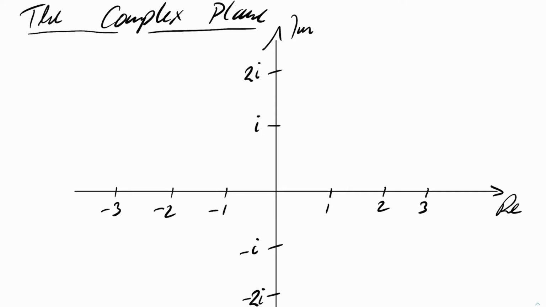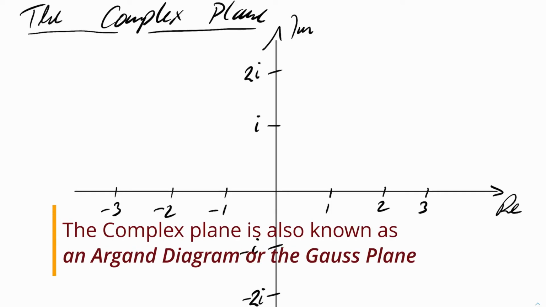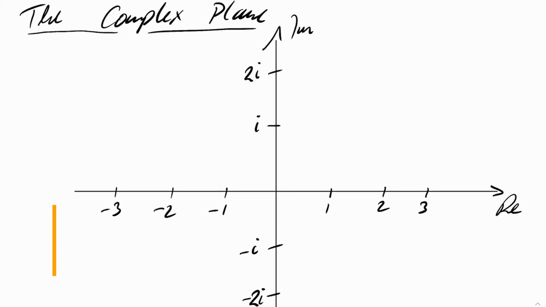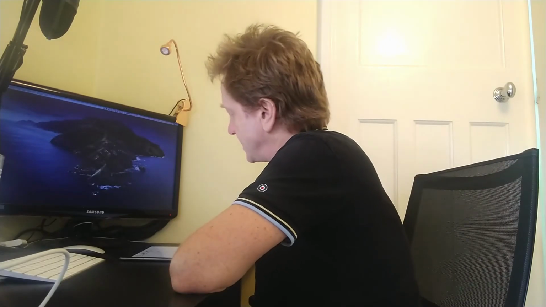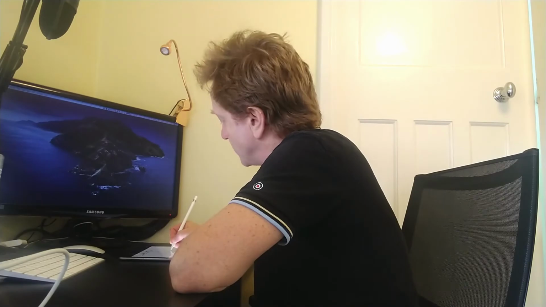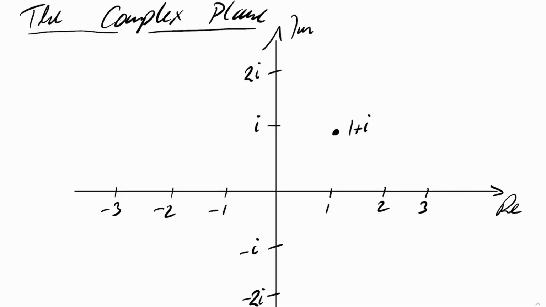I'm going to label these points i and 2i. You'll sometimes see these labelled 1 and 2 to represent the number of units along the imaginary axis. I prefer to label the point i and the point 2i, as I'm also labelling the point 1 and the point 2 and so on. On this complex plane then we can write down numbers like 1 plus i is here, 3 plus 2i is over here, or -3 minus i, and so on.